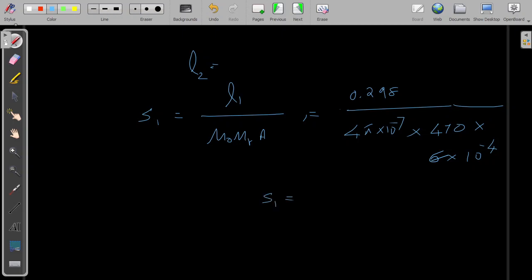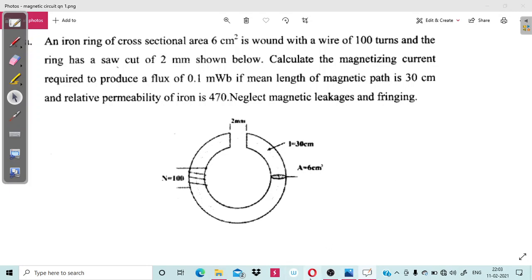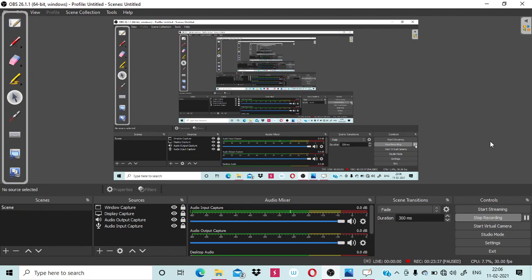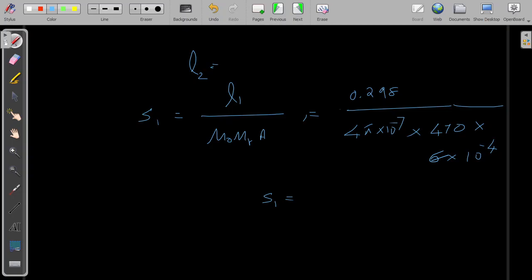So S1 will be equal to, let me do the maths first of all. 0.298 divided by... okay, you got the answer as 841351.58. So this is the magnitude.